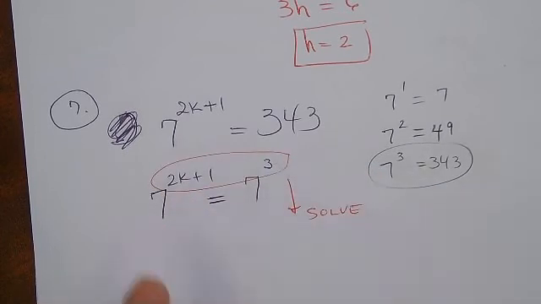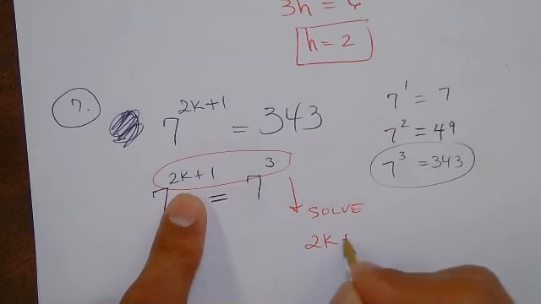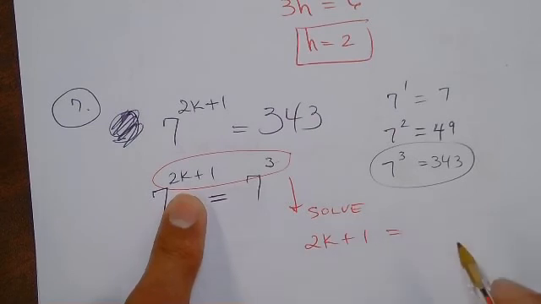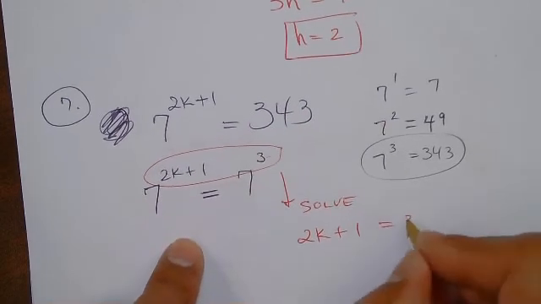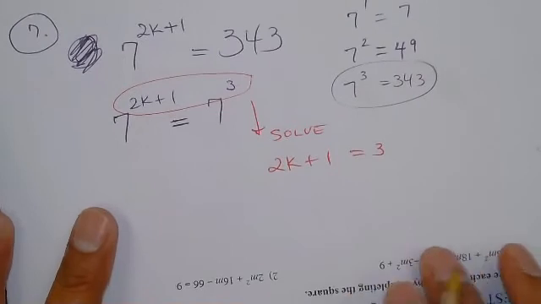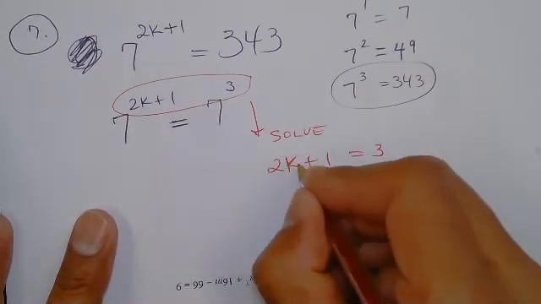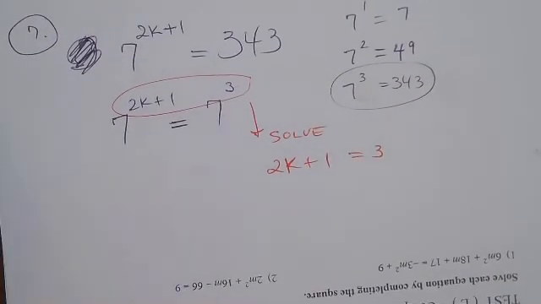Once the bases are equal, I don't need to do anything with the bases. I put these expressions equal and solve this, right? What am I going to write? 2k plus 1 equals 3. Okay, solve that.